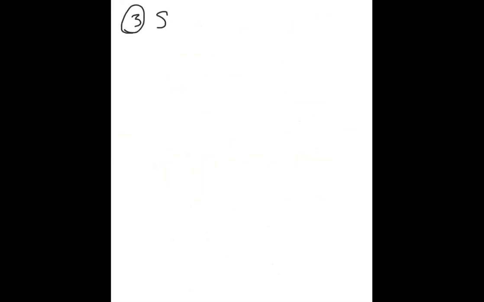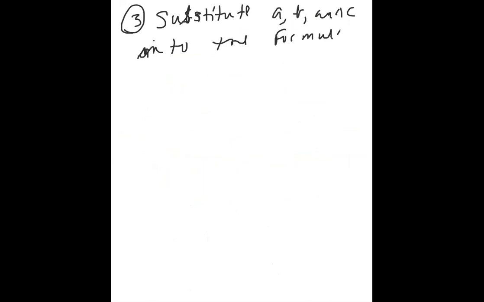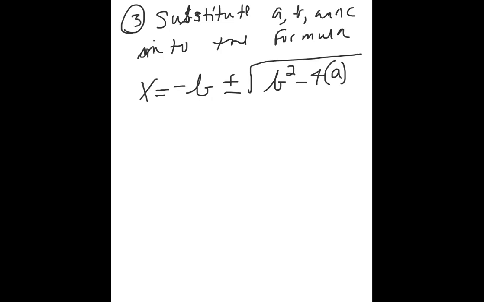Step number 3, you're going to substitute A, B, and C into the quadratic formula. And the quadratic formula is x is equal to the opposite of b, or you could say negative b, plus or minus the square root of b squared minus 4 times the a value times the c value, and all of this gets divided by 2 times a. Now I put parentheses around a and c because when you guys are working on the formula, you have to make sure you be careful with those negatives, okay?